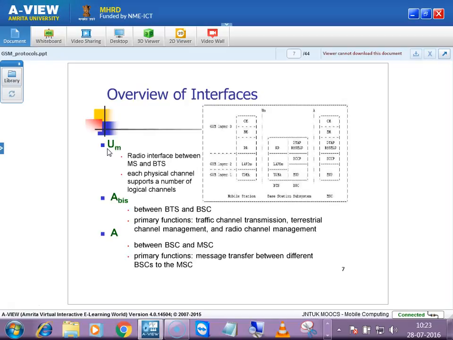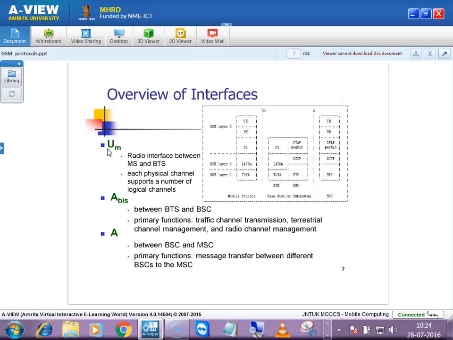Okay, this is a brief architecture of GSM. Coming to the interfaces, the interface between the mobile station and base station is the radio interface, and each physical channel supports a number of logical channels. We'll have physical channels and logical channels. I told you we'll have control channels and traffic channels, and under control you'll have common control channels and dedicated control channels, and in a similar way common traffic and dedicated traffic channels.